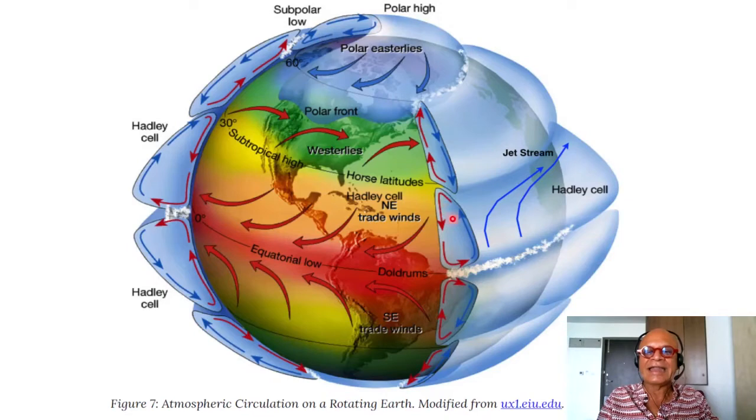So the Hadley cell and the polar cell are directly related to the thermal energy and Coriolis, and these are called thermally direct cells. So this is obvious: it's trying to move energy north as well, taking energy from here to the north, with a little bit of complication.